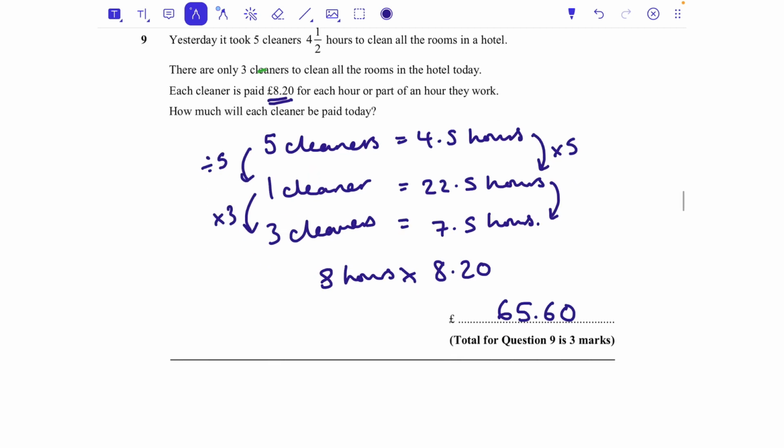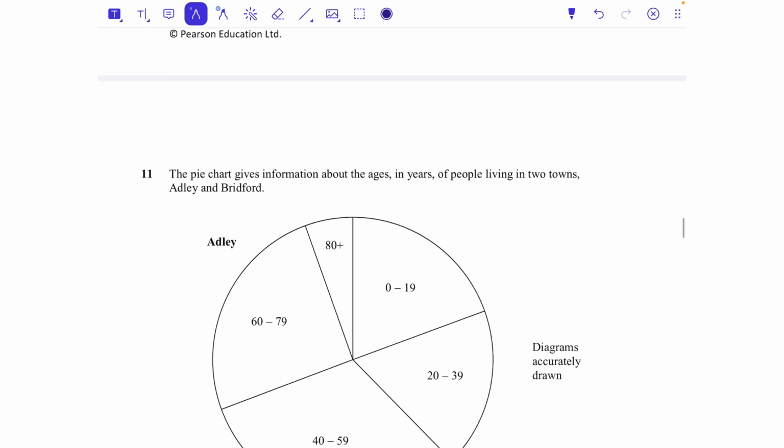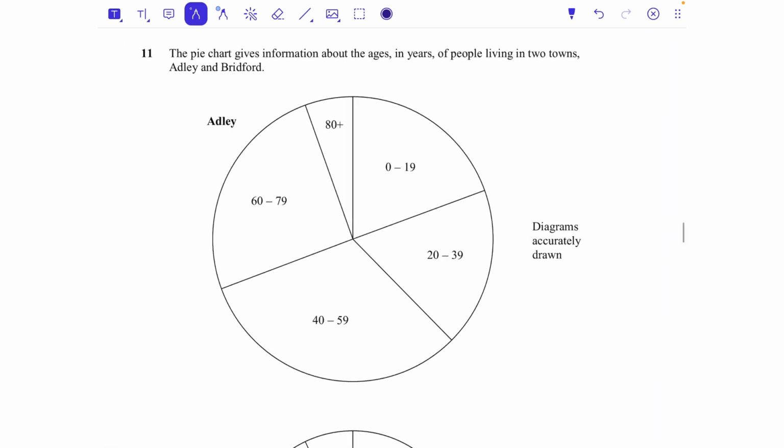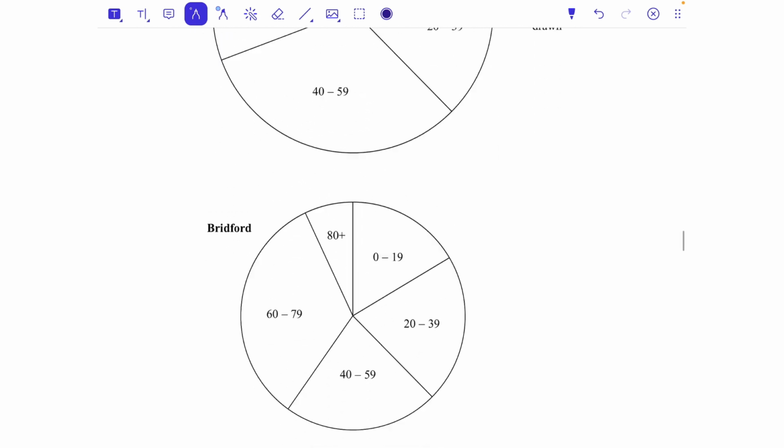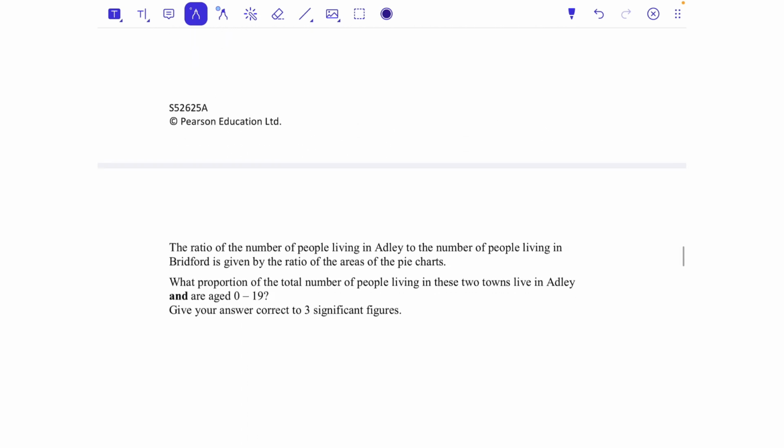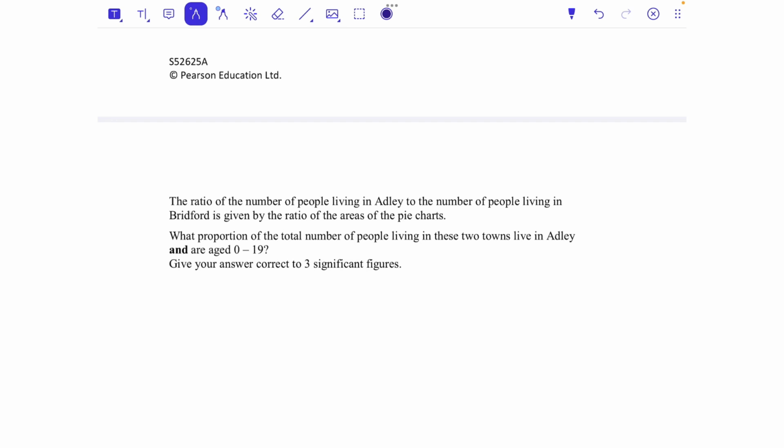So that's that one. Okay, question number 11. The pie chart gives information about the ages in years of people living in 2 towns, Adley and Bridford. I've got Adley there in that pie chart and Bridford there. The ratio of the number of people living in Adley to the number of people living in Bridford is given by the ratio of the areas of the pie charts. What proportion of the total number of people living in these 2 towns live in Adley and are aged 0 to 19? Okay, very tricky question.